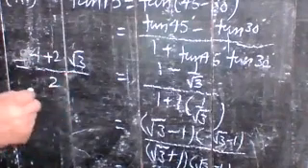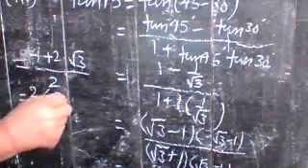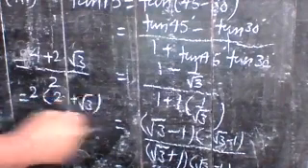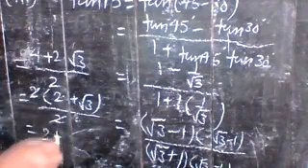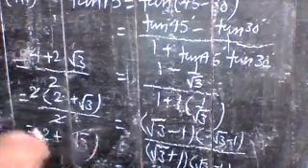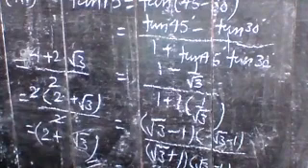Now taking 2 common, so you have 2 minus root 3 upon 2. So 2 and 2 are cancelled out. So its value is 2 minus root 3. So the value of tan 15 degree is equal to 2 minus root 3.